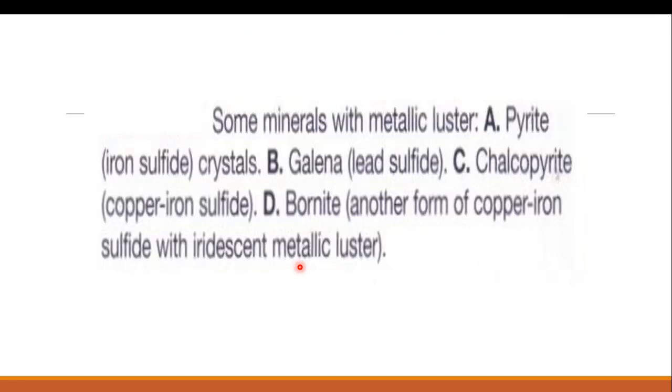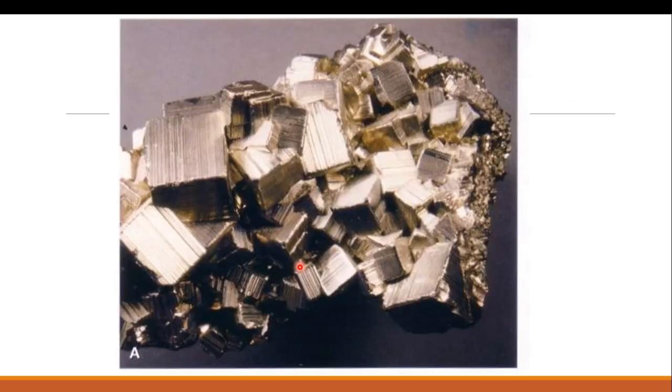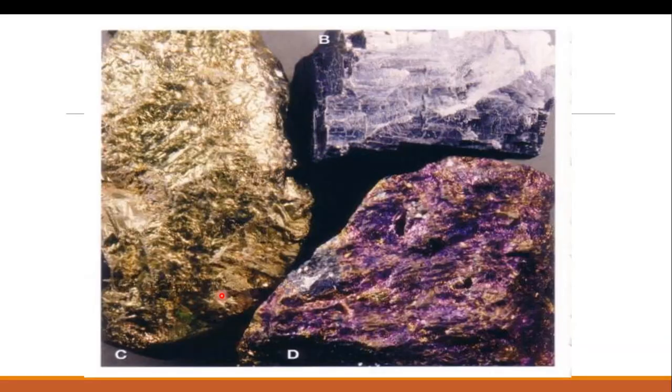So let's start. We have some minerals which have a metallic luster. For example, number 1 is pyrite, number 2 galena, number 3 is chalcopyrite, and number 4 we have bornite. These are the pictures showing the minerals with a metallic luster, as we have A pyrite, number 2, number 3 and number 4.